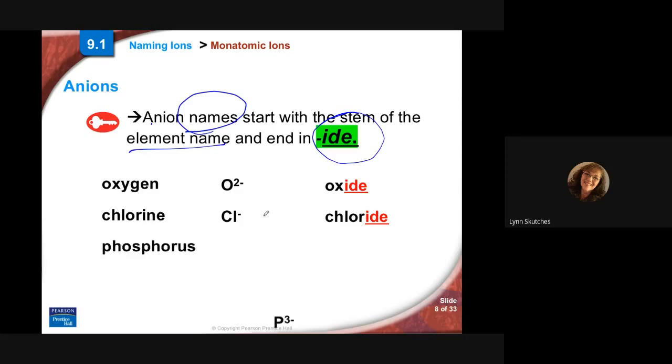Phosphorus, you probably see where this is going. It becomes phosphide. So with oxygen, we drop 2 syllables. Chlorine, we just dropped the last one. Phosphorus, we drop 2 as well. Why is it 2 for some and 1 for others, I don't know. It just is. Hopefully that's not too hard.